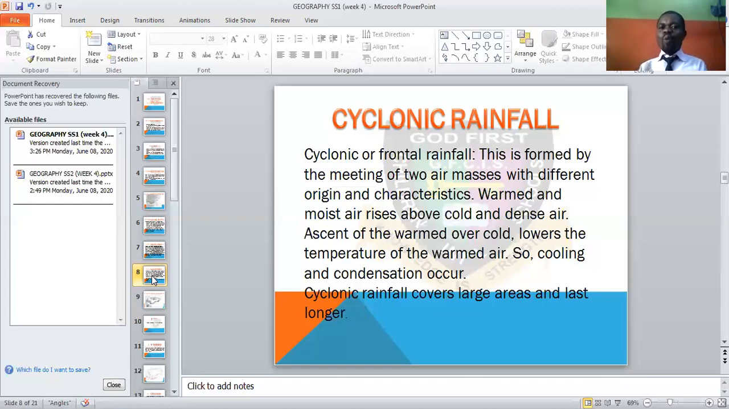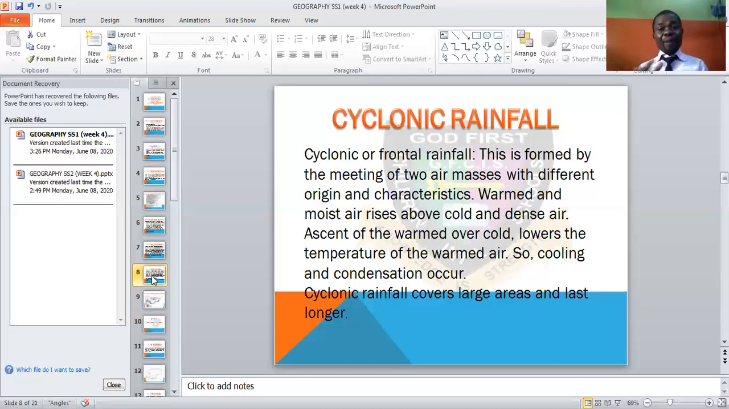They meet. The warm and moist one rises above the cold and dense one. The dense ones are the ones that have weight. The ones that have little weight go up, and the heavy ones go down. So the warm and moist one, that is, they are hot and they are light. That is what we mean by that. They go above the ones that are cold and heavy.